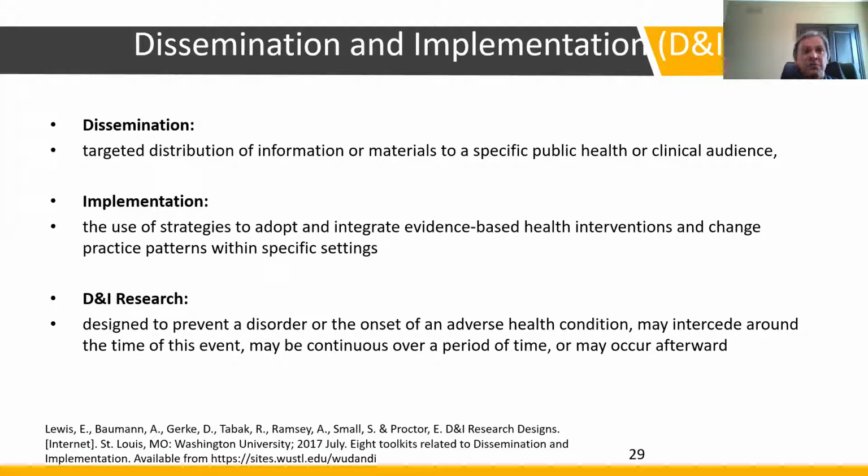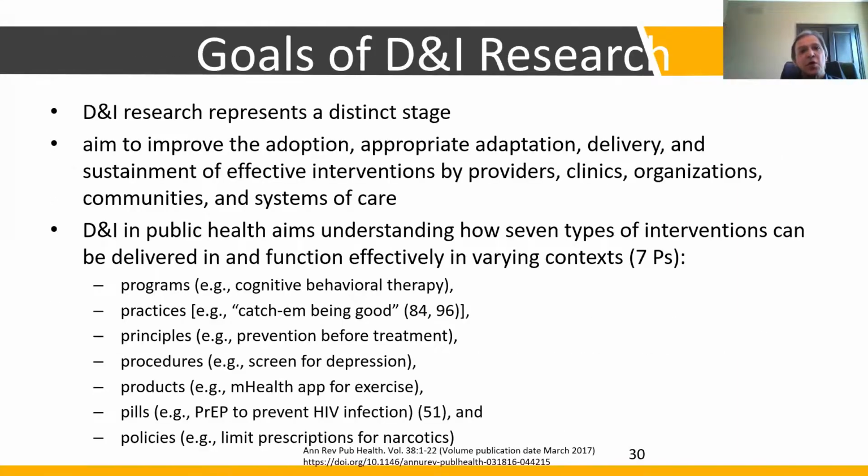It's a lot more difficult to do. So the goals of D&I represent distinct stages, aiming to improve adoption, appropriate adaptation, delivery, and sustainment of the intervention. And a public health aim is to understand how seven types of intervention can be delivered. And I'm using the word public health in a very general way here. It includes healthcare to some extent.